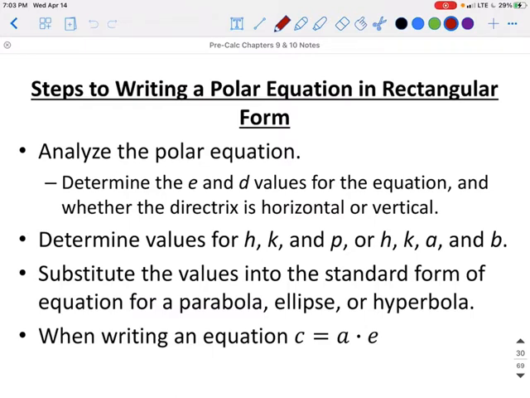Next, you will need to determine the values for h, k, and p if it's a parabola, or the values of h, k, a, and b if it is a hyperbola or an ellipse. You will need to substitute the values into the standard form of the equation of a parabola, ellipse, or hyperbola, and then you're going to need to write an equation of c equals a times e.